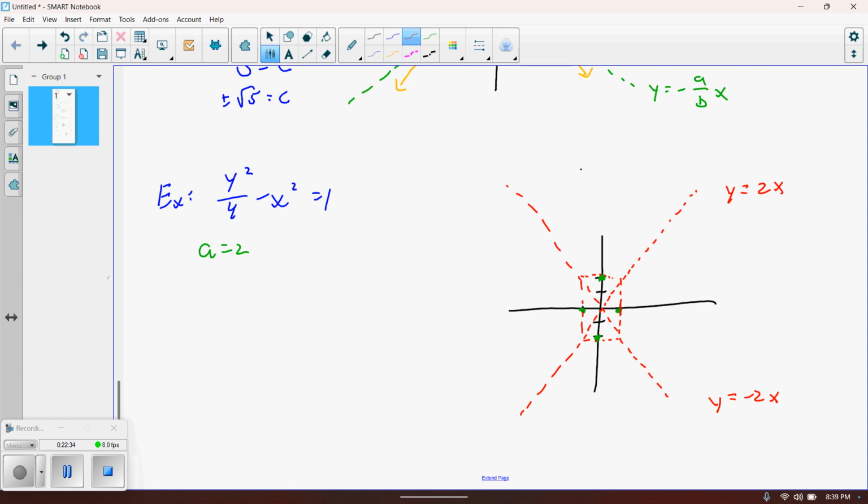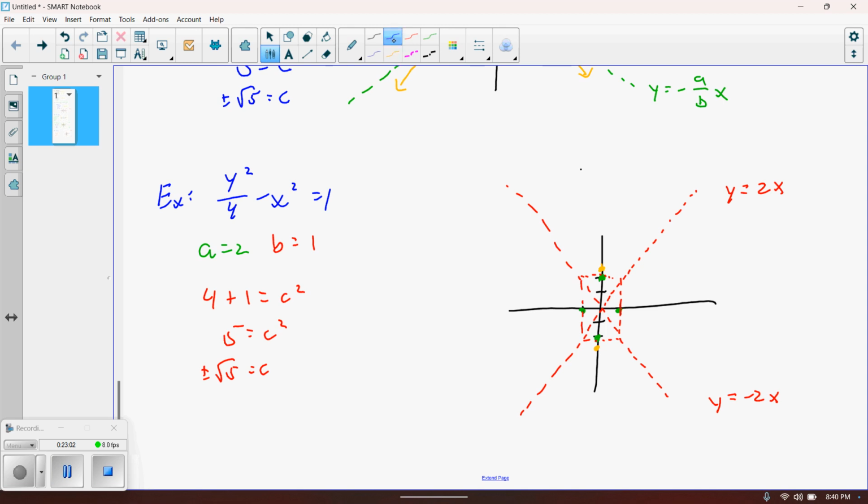So again, b is 1. So a squared plus b squared equals c squared. We kind of have a similar one here. 5 is c squared, so c is plus or minus root 5. And that's, again, going to be a little bit bigger than 2. So here's your foci. Now let's go ahead and sketch the actual curve.